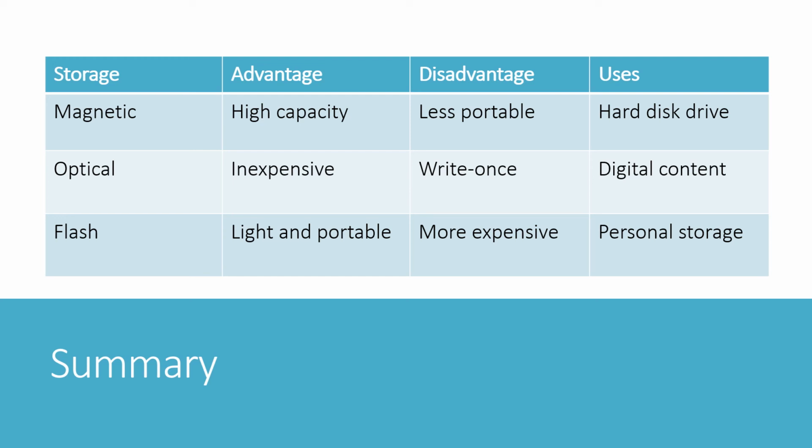Magnetic and optical storage is still used. Magnetic hard disk drives are found in most computers at the time I'm recording this. They may move increasingly to flash, also called solid state storage. That's flash storage, it's the same thing. And optical devices, CDs and DVDs, they are still used to sell multimedia content.